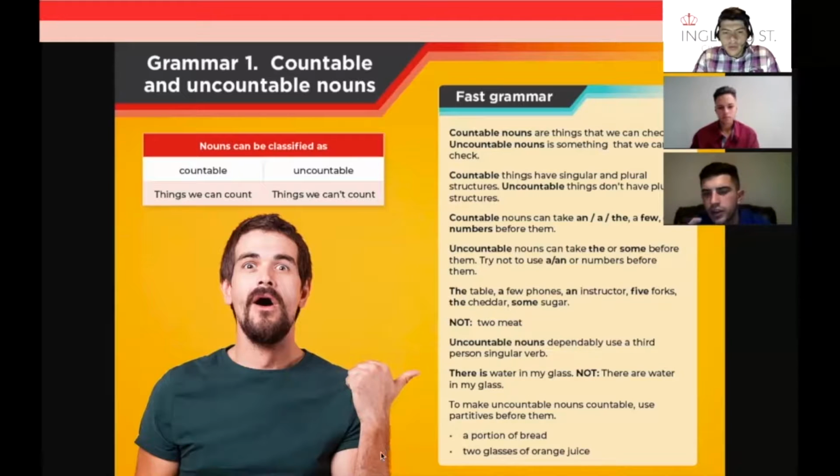Y si le agregas una cuchara de azúcar, ahí sí se vuelve countable, pero porque la expresión one spoon, una cuchara, sí se puede contar. Entonces, 1 spoon of sugar, 2 spoons of sugar, 3 spoons of sugar, etcétera. Pero sugar como tal no se puede volver 2 sugars, 3 sugars. Si, por ejemplo, hablamos de las piecitas de azúcar, tenemos que decir one piece of sugar, two pieces of sugar, etcétera.